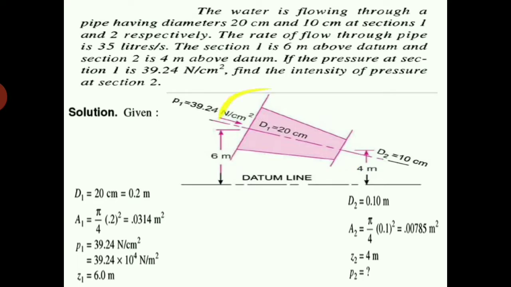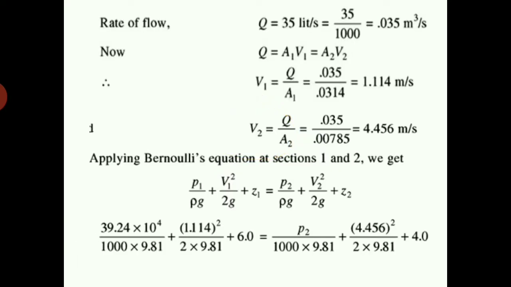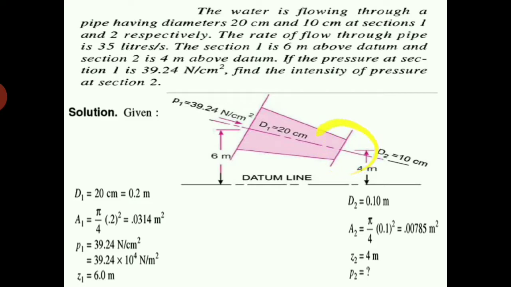At this section, the diameter is given as 20 centimeter, and at this section the diameter is 10 centimeter, but we do not yet know the distance from the datum. Before that, we should know the distance of this pipe center and of this pipe center, which is also given to us. Section 1 is 6 meters above the datum, so as we have drawn this line, the center of this pipe will be 6 meter above this datum. Similarly, section 2 will be 4 meters above the datum.